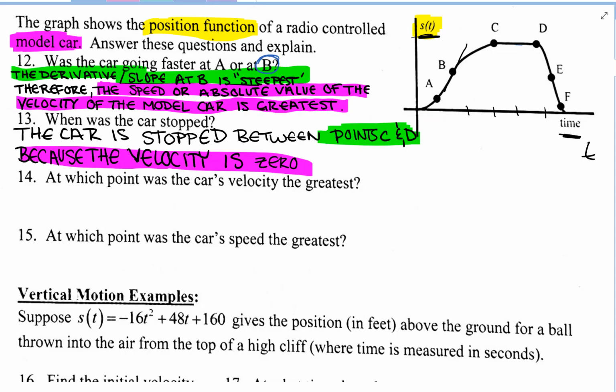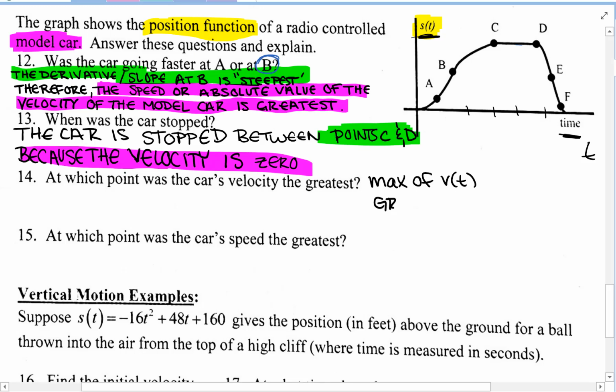At which point was the car's velocity the greatest? So when's the velocity the greatest? That is the maximum of the velocity function. But how does that relate to the position function? Well, that is the greatest positive slope of the position function.